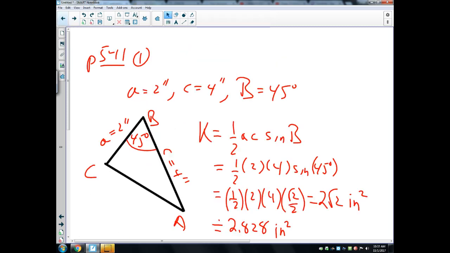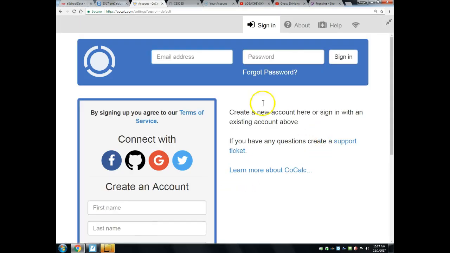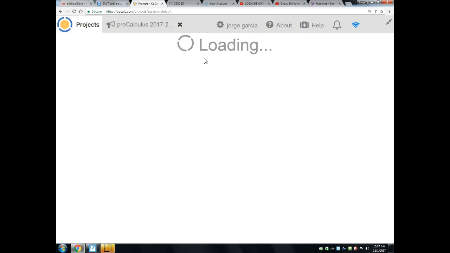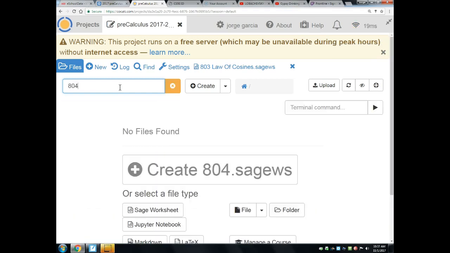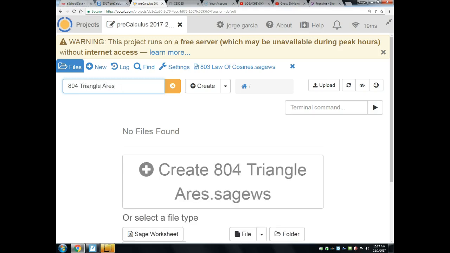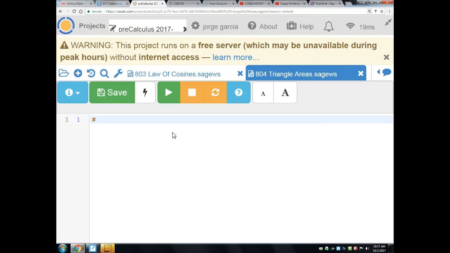All right, so let's open up a Sage. Oh, I didn't do that yet. Sorry, hang on. I've got to start up a Sage worksheet. Whoopsie, I usually do this ahead of time. Come on, CoCalc. All right, loading. So pre-calculus, that's our project or folder. Let's make a file name of 804 triangle areas. Is this a Sage worksheet? Yes, it is. If not, pull this down and click Sage. All right, so let's do a note to self. I usually put my name and the date, and what we're doing.